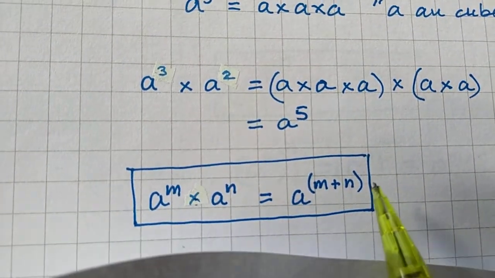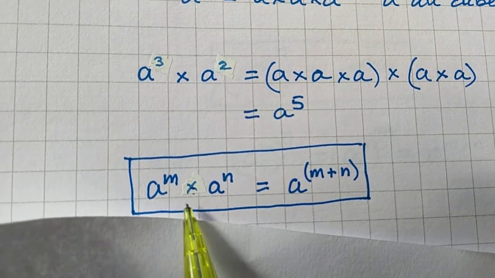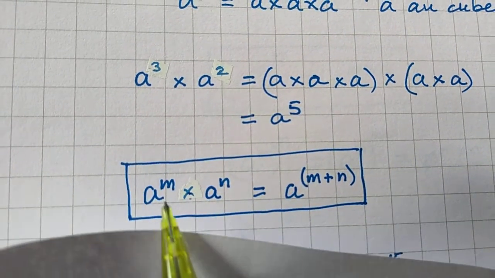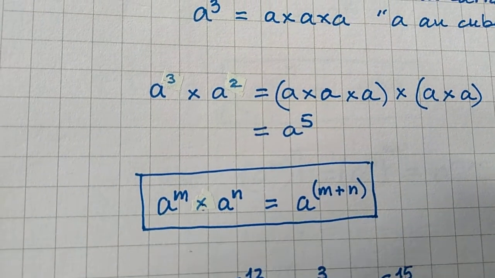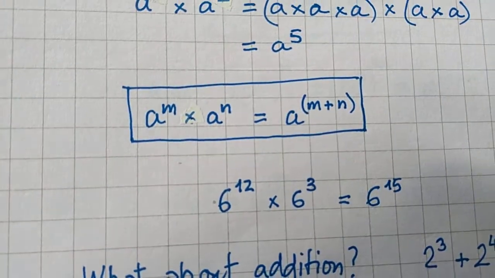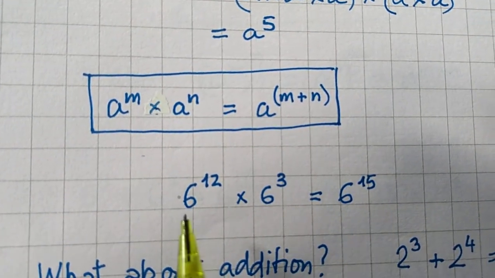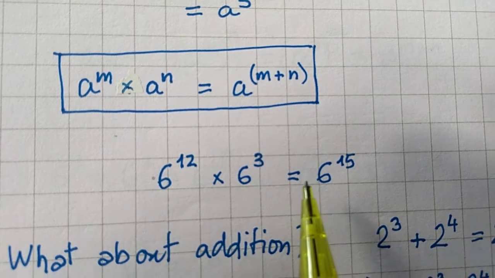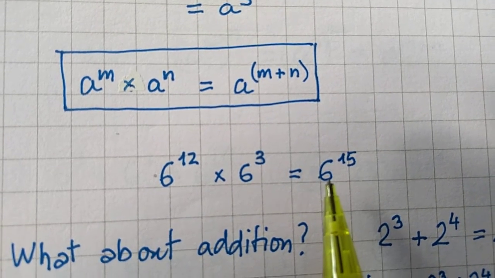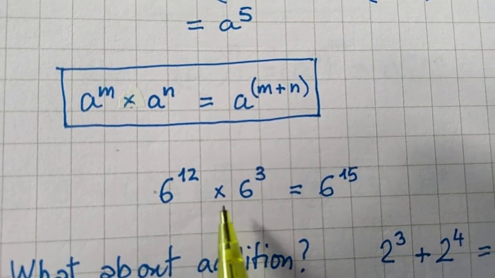So this is a special thing. I have again put it in a box so that you remember this is an important result. For example, if we take 6 to the power 12 into 6 to the power 3, I don't have to do it on the calculator. I can straight away say this will be equal to 6 to the power 15. Now remember, this is multiplication.